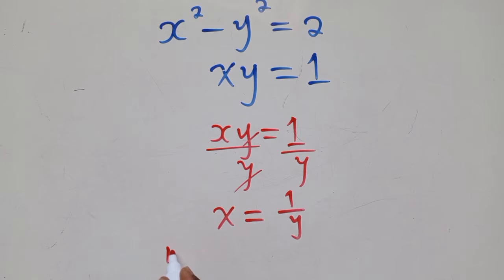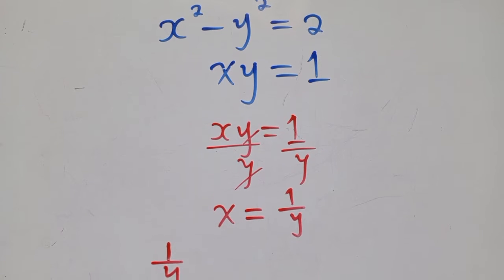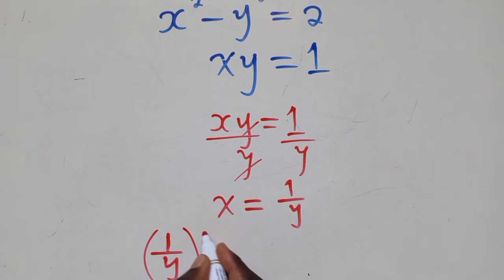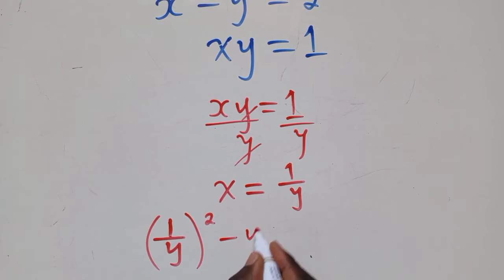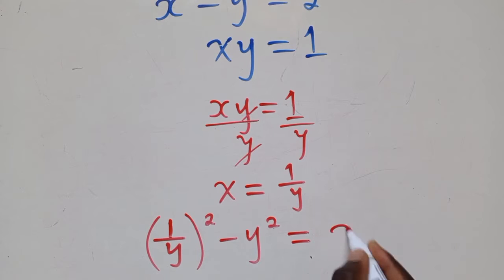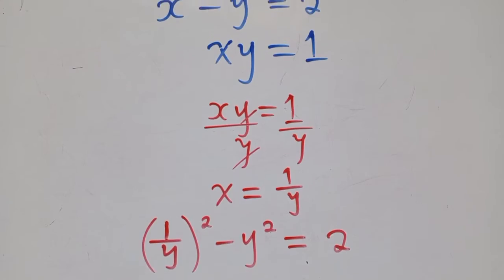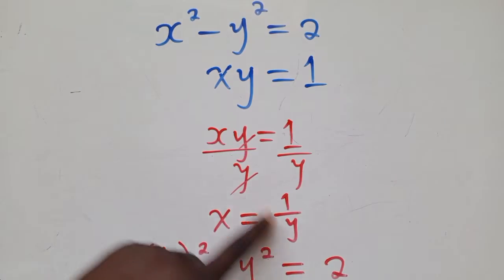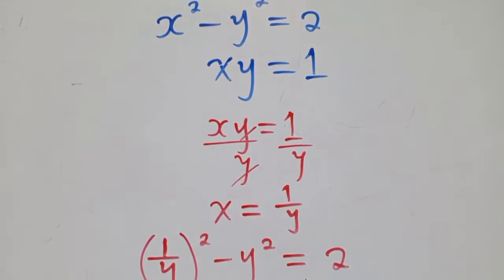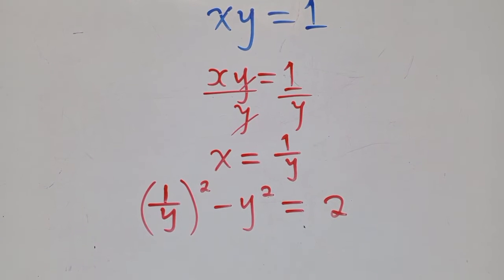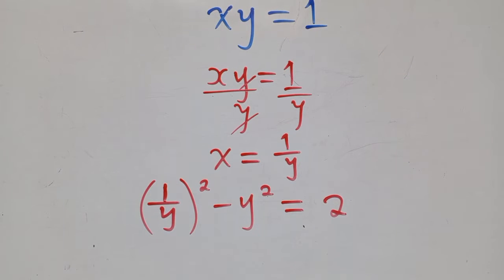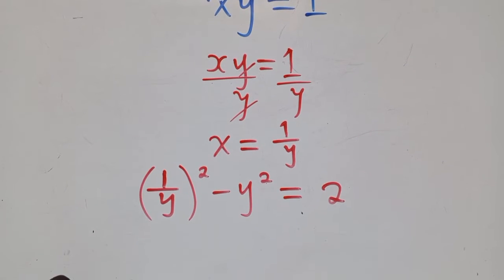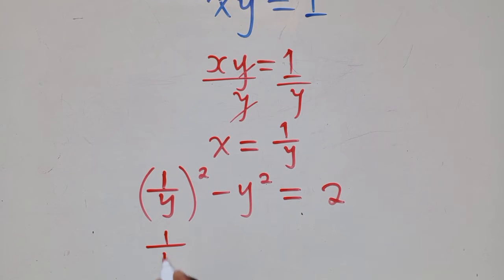It will be 1 over y, so 1 over y, and then power 2 here, minus y power 2 is equal to 2. Like that, okay? I guess you can see what I've written now. I've just substituted right here, getting this, put it here, and maintain everything. And this is how it looks like. So from this stage, we just have to clean up. So that would be 1 over y power 2 minus y power 2 is equal to 2.